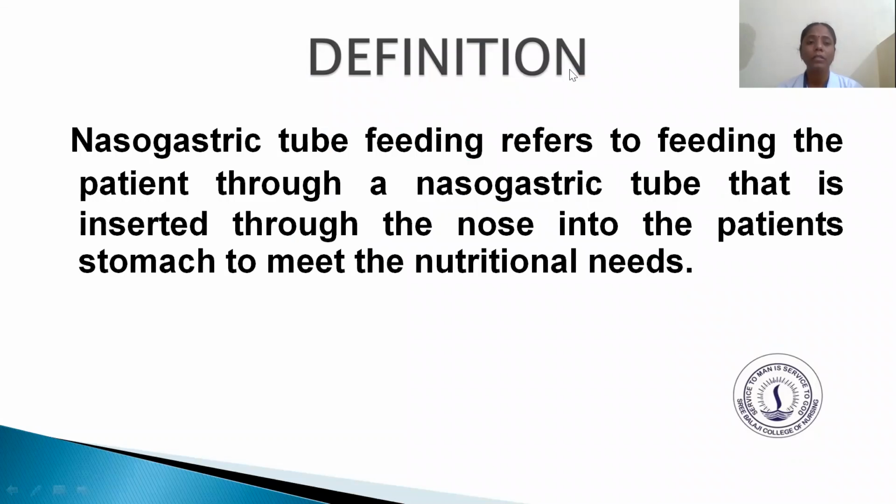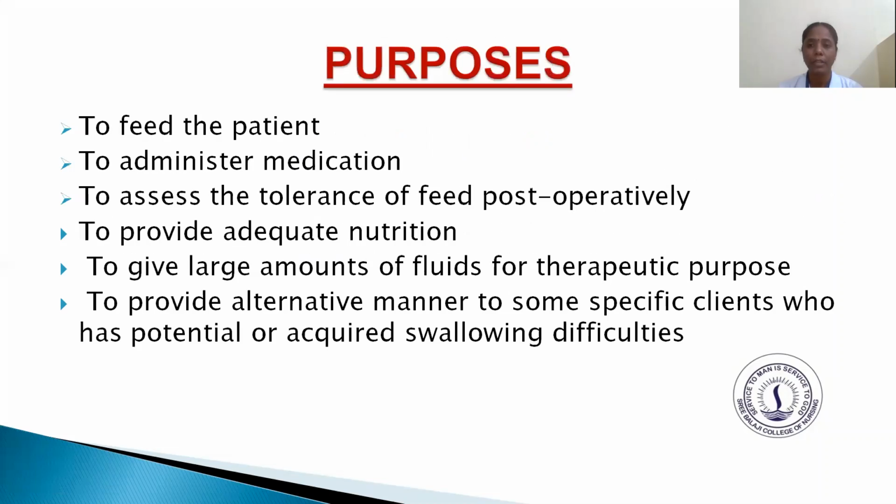Definition: nasogastric tube feeding refers to feeding the patient through a nasogastric tube that is inserted through the nose into the patient's stomach to meet the nutritional needs. Once again, nasogastric tube feeding refers to feeding the patient through a nasogastric tube. The tube is inserted from the patient's nose into the stomach for nutritional purposes. That is the definition.